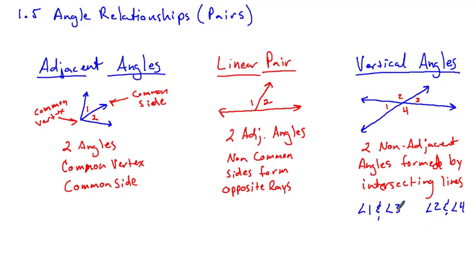So what you're looking for with vertical angles is 2 angles that are formed by intersecting lines that are not adjacent to each other, but they're across from each other. So 1 and 3, or 2 and 4. Those are vertical angles.